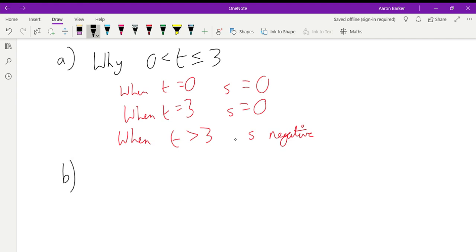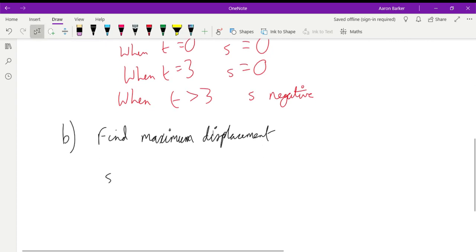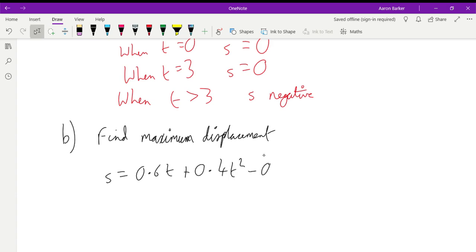Then part B, we are asked to find the maximum value of the displacement. I'm sorry about my terrible handwriting. So I'll write it again down here so I can see it better. s equals 0.6t plus 0.4t squared minus 0.2t cubed.